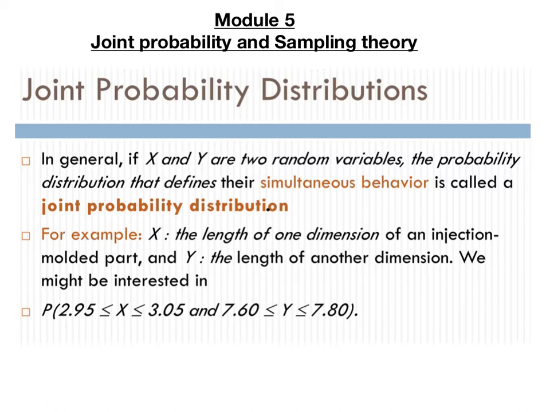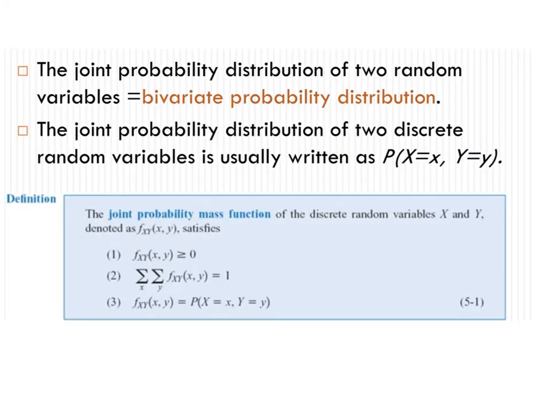As compared to the random variable of only x, the study of two random variables simultaneously is called joint probability. The joint probability distribution of two random variables is also known as bivariate probability distribution. The joint probability distribution of two discrete random variables is usually written as P of X is equal to small x, comma Y is equal to small y.